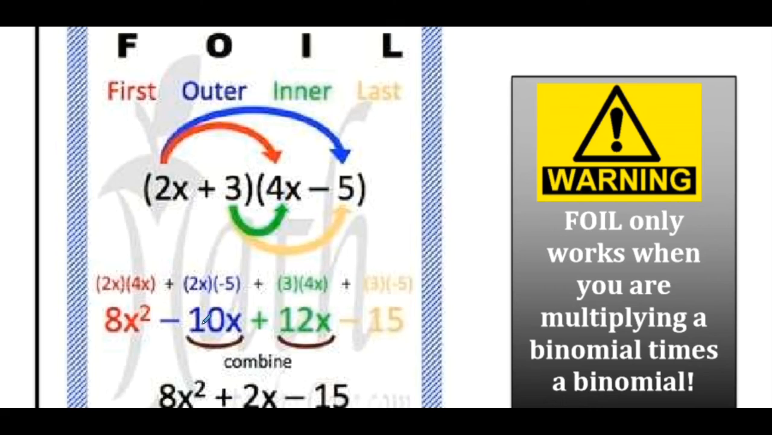So it's the same thing. I prefer to just think of it as distribution, but if FOIL helps you remember, then that's a good thing to have. Do be careful though, because FOIL will only work if you've got 2 binomials. If you've got a trinomial in there or a polynomial with more terms, then FOIL kind of falls apart, so you've got to fall back to that distribution idea.